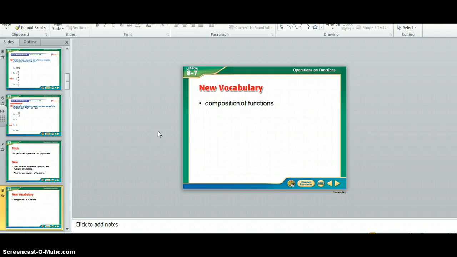Okay, the new vocabulary term today is composition of functions. And let's just think about what the word composition means. I'm looking at the online definition right now, and the word composition means the nature of something's ingredients or constituents, or the way in which a whole or mixture is made up. So basically the way something's made up is composition. And today you're going to see we're going to have functions made up of functions.